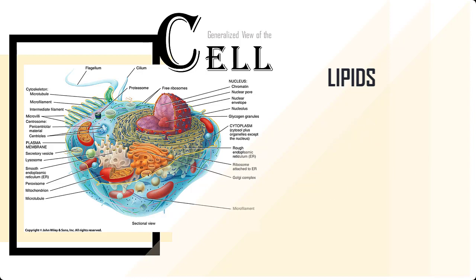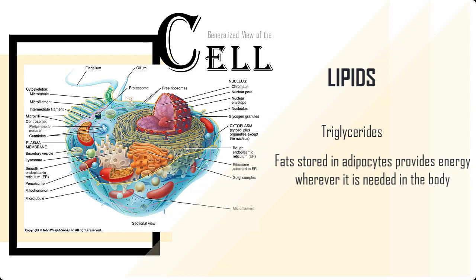In addition to phospholipids and cholesterol, some cells contain large quantities of triglycerides, which are also called neutral fats, and in fat cells or adipocytes, triglycerides often account for as much as 95% of the cell mass. Now, the fat stored in these cells represents the body's main storehouse of energy-giving nutrients that can later be used to provide energy wherever it is needed in the body.